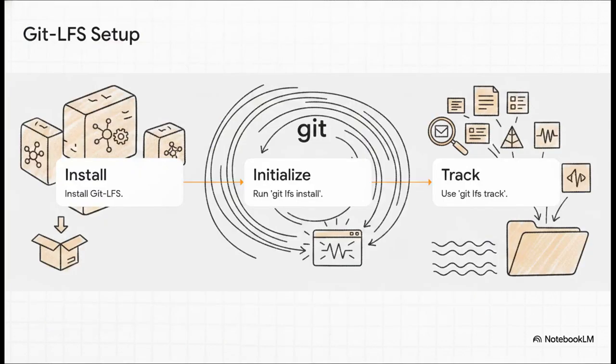To actually use it, you have to set it up before you write a single line of repository code. First, you install the Git LFS package on your system. Second, you run git lfs install in your terminal to initialize it. And third, and this is absolutely key, you use git lfs track to specify your large file extensions, so Git actually knows to treat them differently.